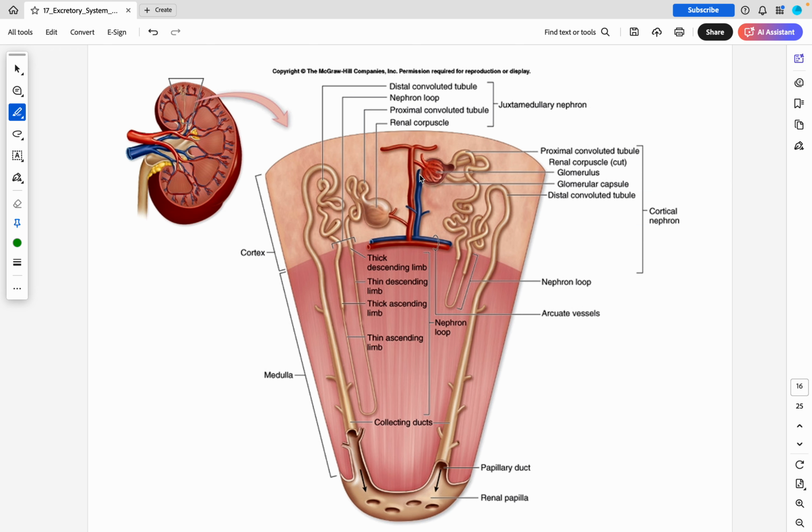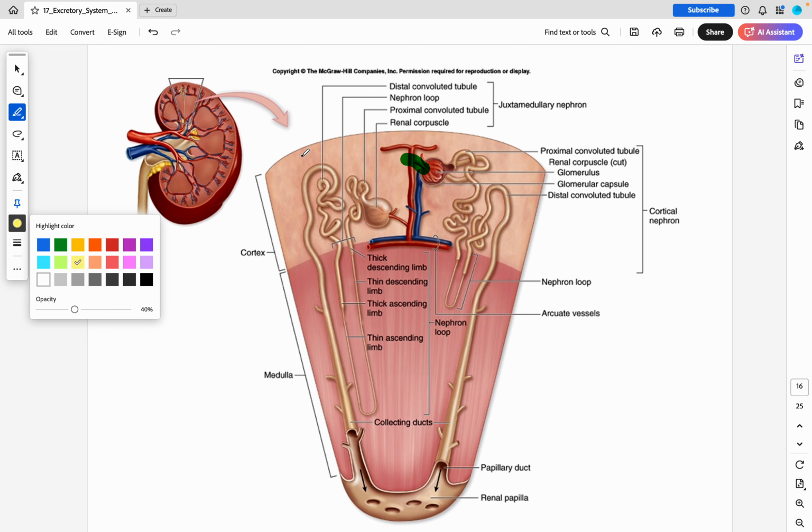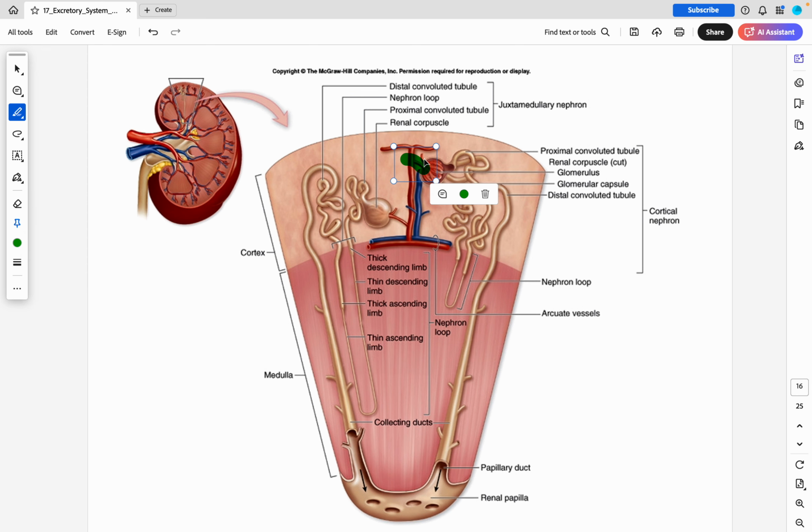Okay, so we have the afferent vessel allowing blood entry, this one highlighted in green, and we have the efferent vessel, sorry, this one highlighted in yellow, which allows the exit of filtered blood. Okay?